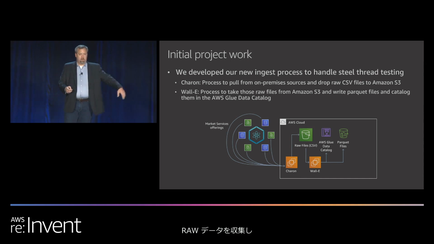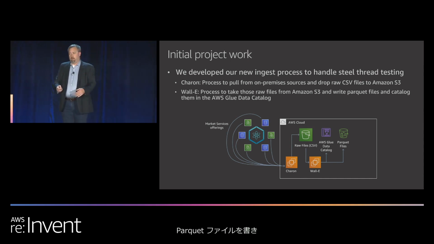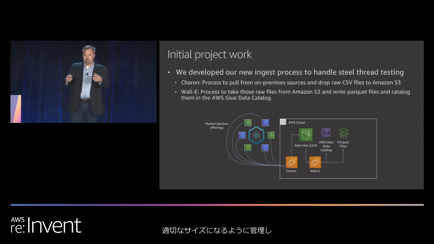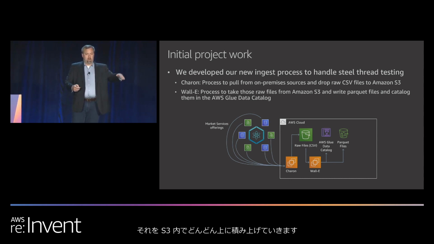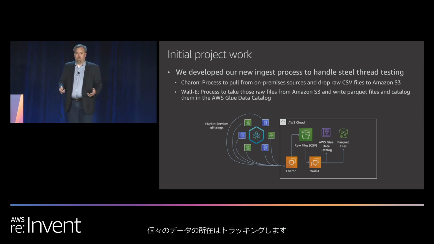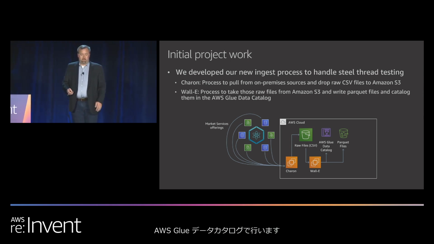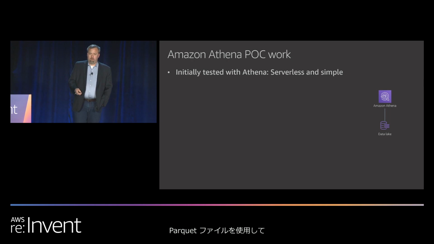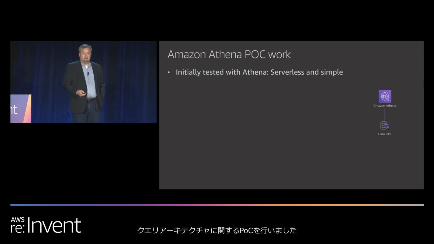It was gathering up the raw data, writing Parquet files, sorting those Parquet files, making sure that they were just the right size, stacking them on top of each other in S3, and keeping track of where all of that data was using the AWS Glue data catalog. So once we had our Parquet files, we could now do our proof of concept work around the query architecture.